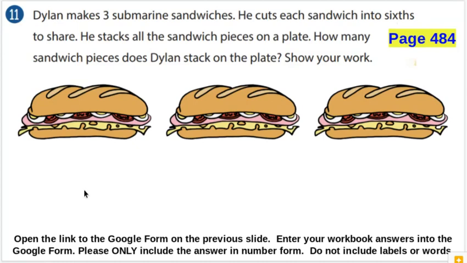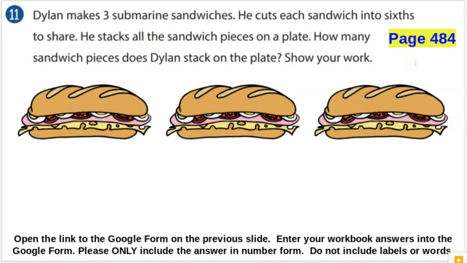So here you can see that I use the image of actual hoagies or submarine sandwiches. You can just draw rectangles in your book. And you need to cut, or Dylan needs to cut, each of these into 1/6 size pieces. That means 6 total pieces for each of these. And we need to figure out, well, how many total pieces did Dylan make?